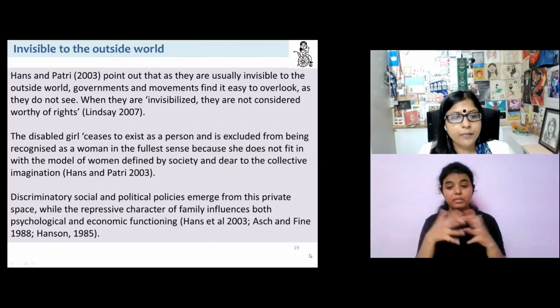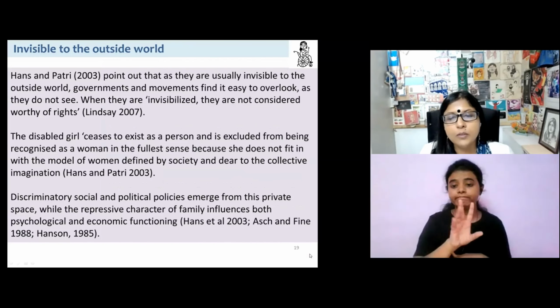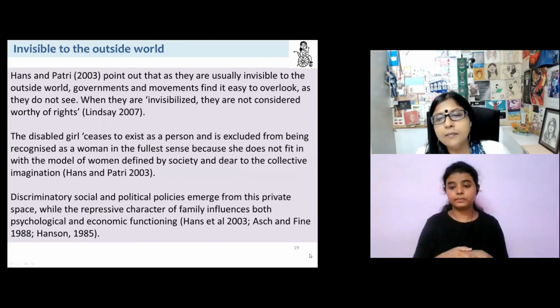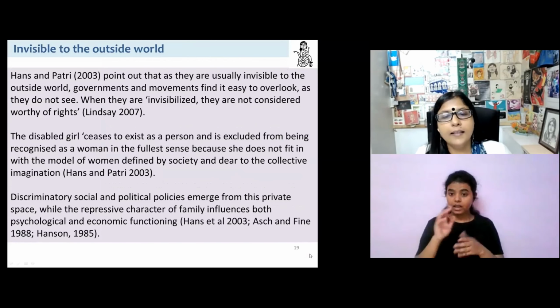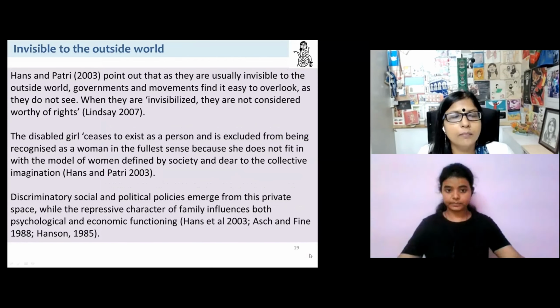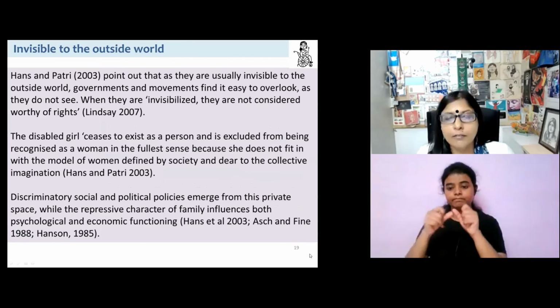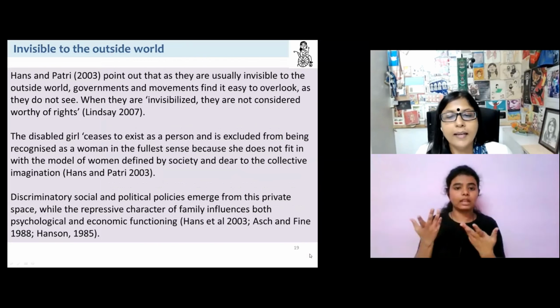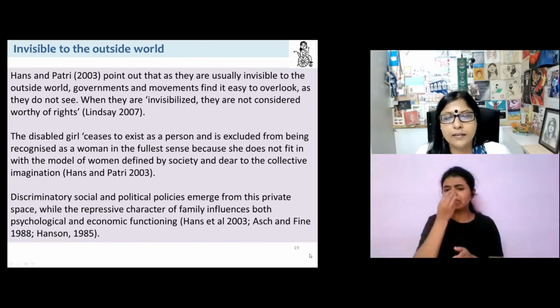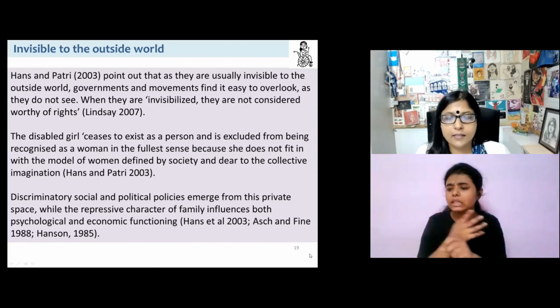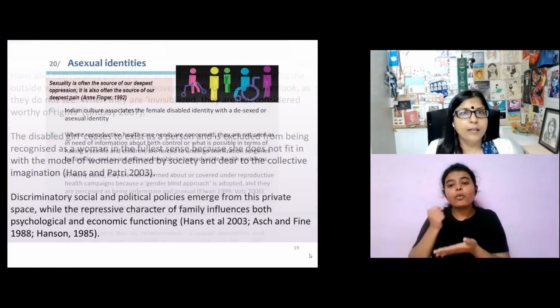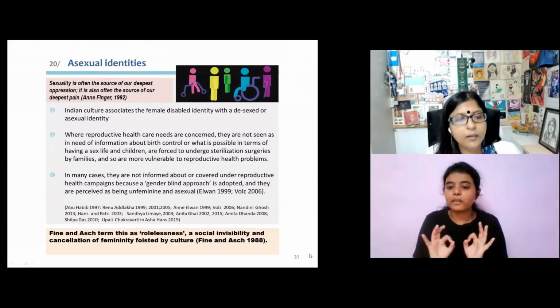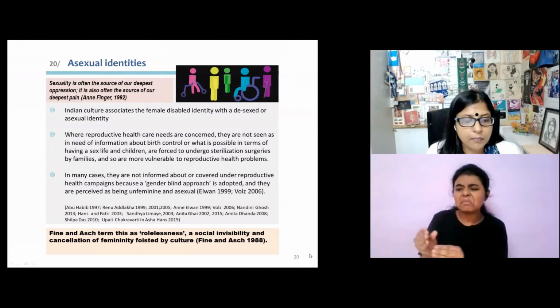So, when women are made invisible to the outside world, Hans and Patri point out that they are usually invisible also to governments and movements find it easy to overlook. And so when they are invisibilized, even their rights are denied to them. With that, I'll quickly talk about sexuality, marriage, and motherhood.